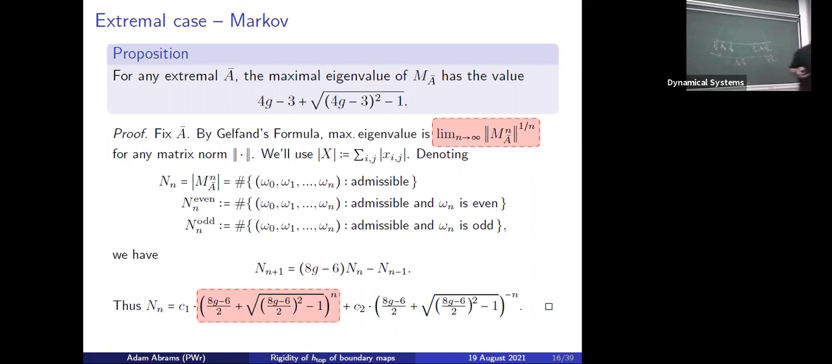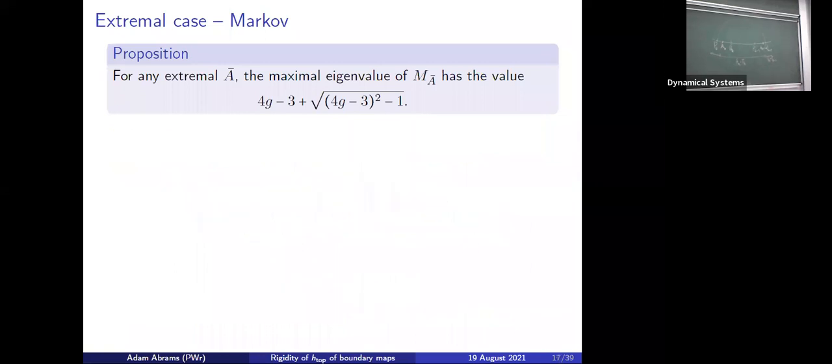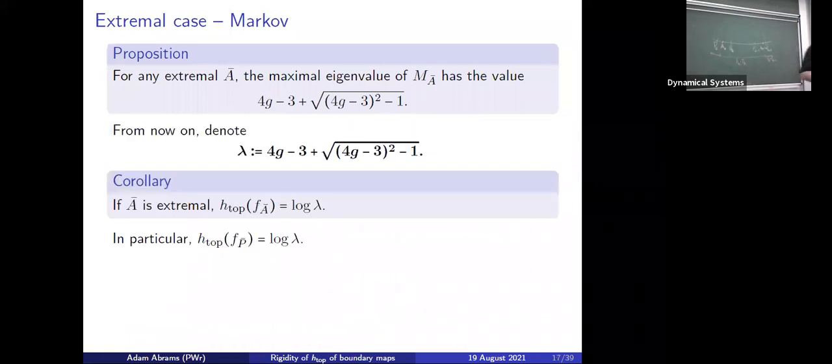So we do know for extremal parameters, we have this Markov partition. We know exactly what the topological entropy is in that case. For extremal parameters, we know for sure the topological entropy of the boundary map is log lambda, where lambda is this expression which I said out loud earlier. But this only tells us how to do extremal parameters.